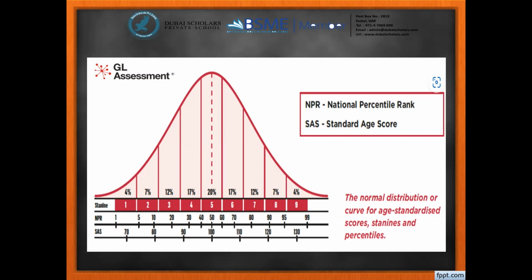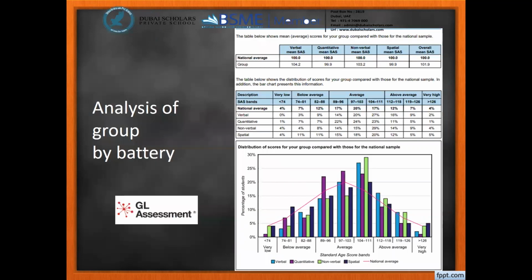Your year group will also be presented to you using the same curve graph. The example before you clearly shows what the green bar, the blue, the purple, the navy blue, and the pink line stand for. Every battery has this analysis in the report for teachers.